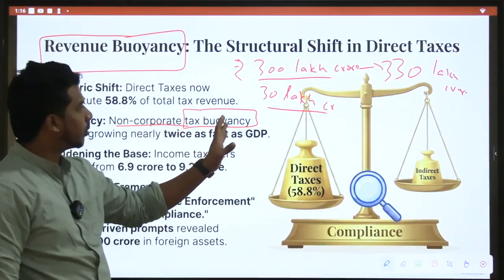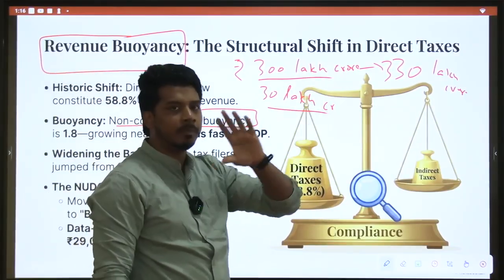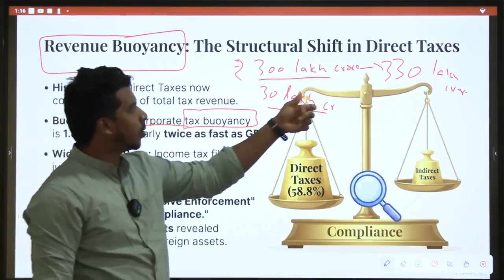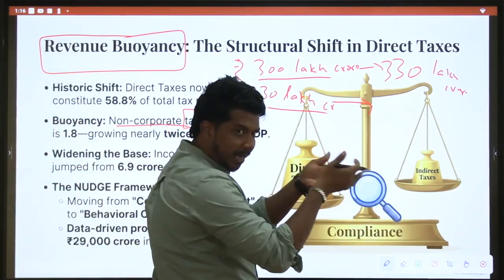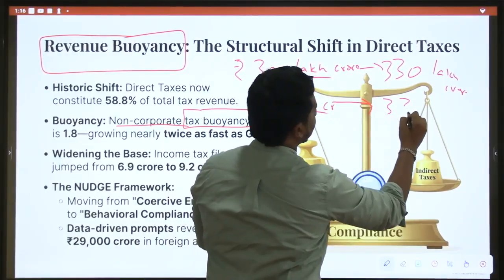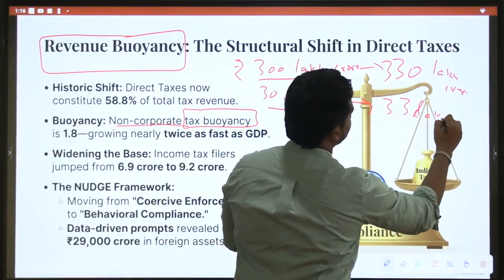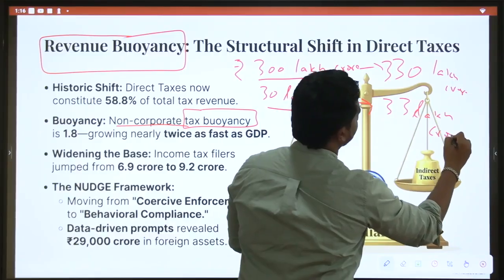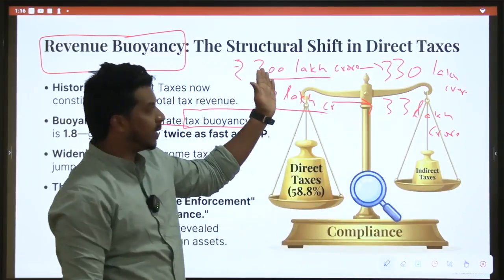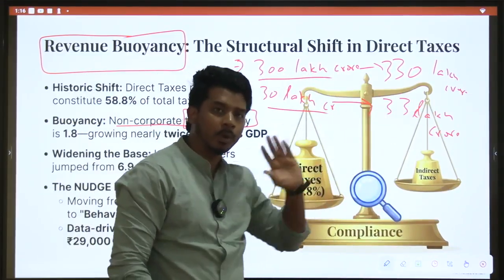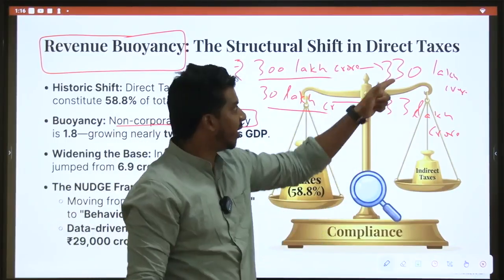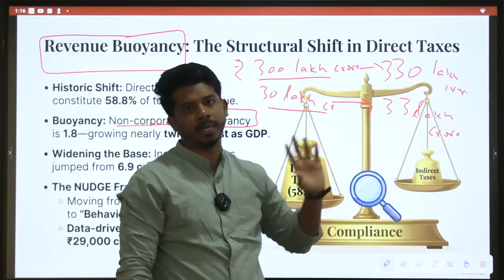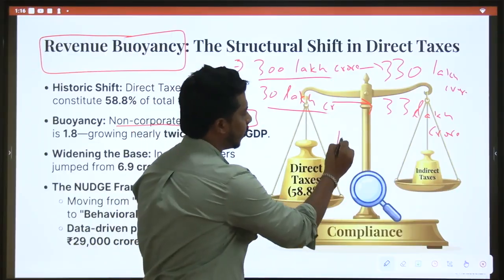So for every 1% we are seeing tax buoyancy. Let's say our tax also increased by 10%. So next year our tax revenues became 33 lakh crore. GDP has grown 10%, and proportionally our tax revenues also grew 10%. So for every 1% increase we are seeing 1%. Then you will call it buoyancy 1.